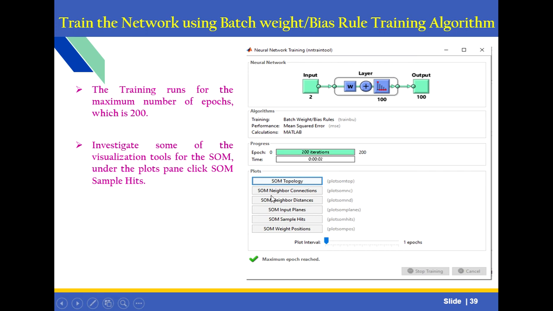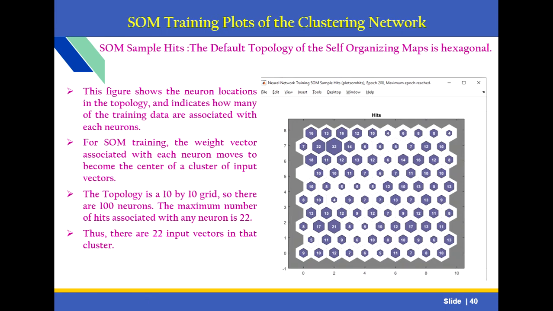SOM Topology, SOM Neighbor Connections, SOM Neighbor Distances, SOM Input Planes, SOM Sample Hits, and SOM Weight Positions. By using these plots you can evaluate the performance of the neural network. That is a clustering network, this one. And this is the output plot, the SOM training plot of the clustering network.